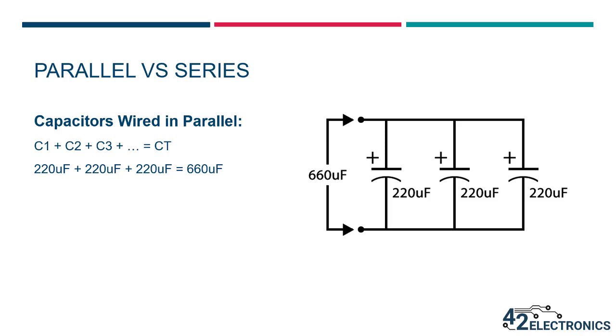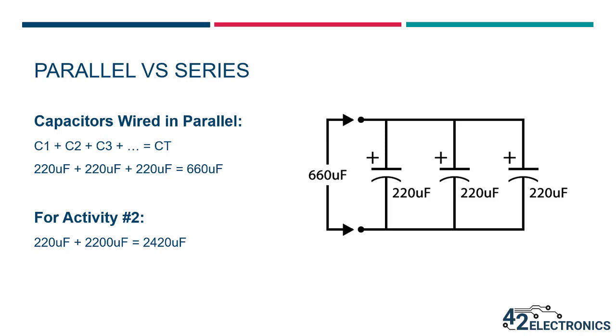Capacitors must be wired in parallel to achieve this same effect. So wired in parallel, capacitor 1, capacitor 2, capacitor 3, all together equal the total capacitance. So if there are 220 UF capacitors, 3 of them would be 660 UF.